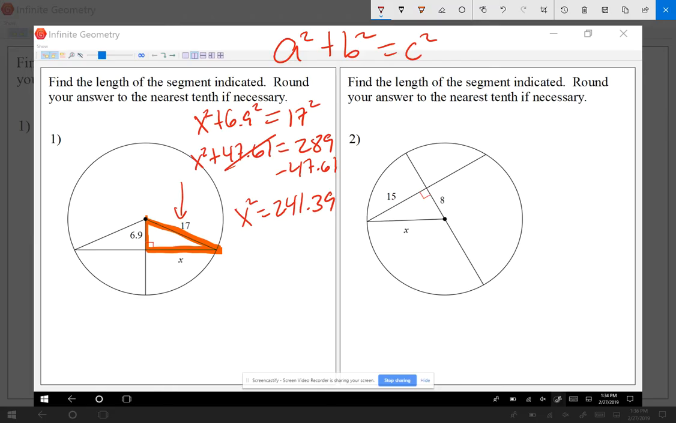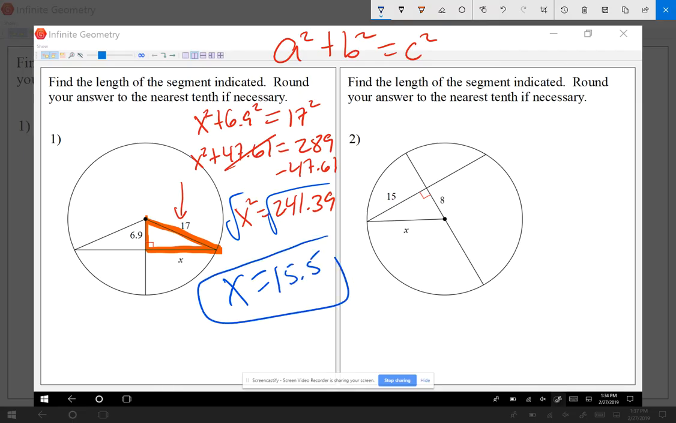That's what x squared is, but I'm asking you what x is, not x squared. So let me do the square root of each. So x, the square root of 241.39, rounded to the nearest tenth, is going to be 15.5. So x squared equals 241.39. Do the square root to each side. So that's what x is. Good?